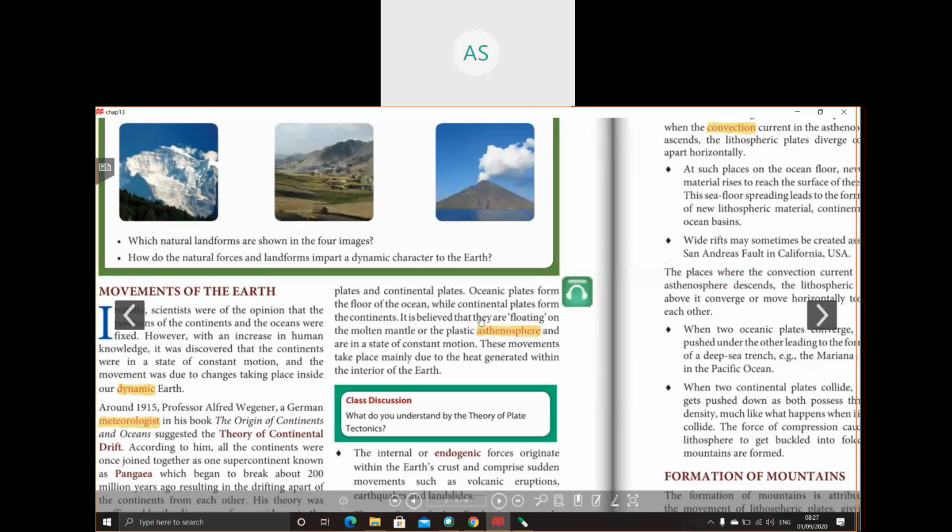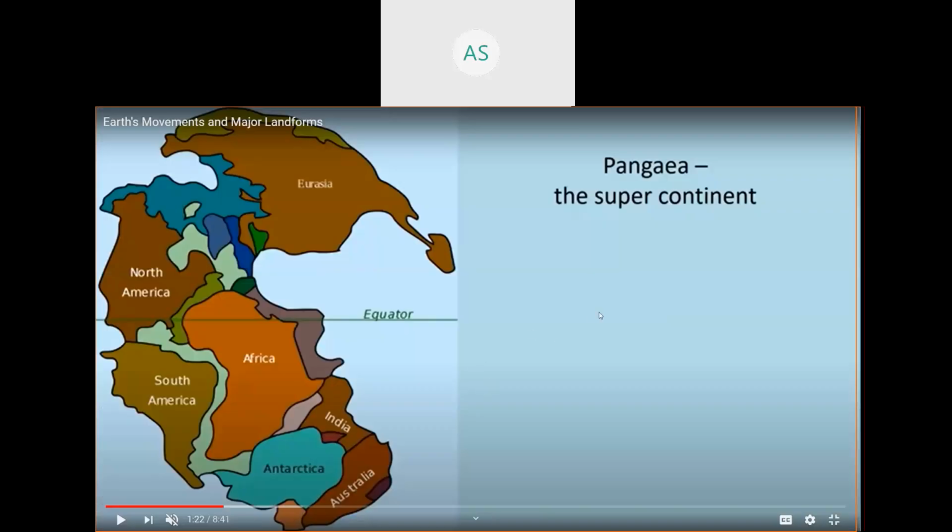While continental, basically I will show you like this. Wait a minute. So as you can see here in this diagram, how the Pangea, the supercontinent, begins like this.